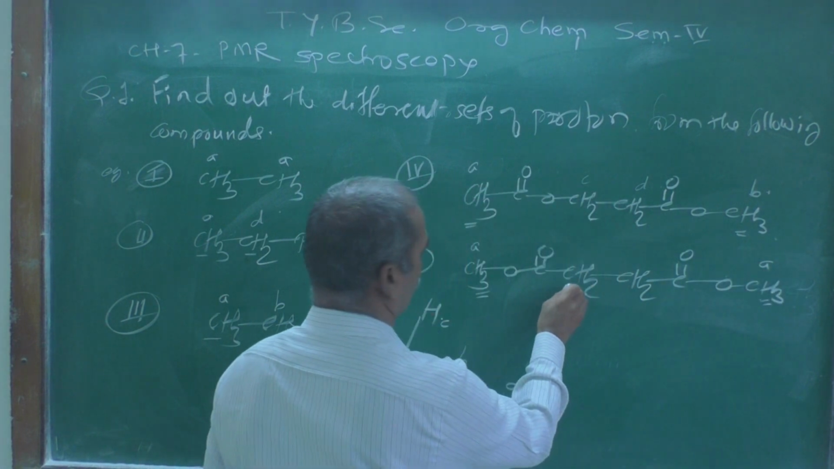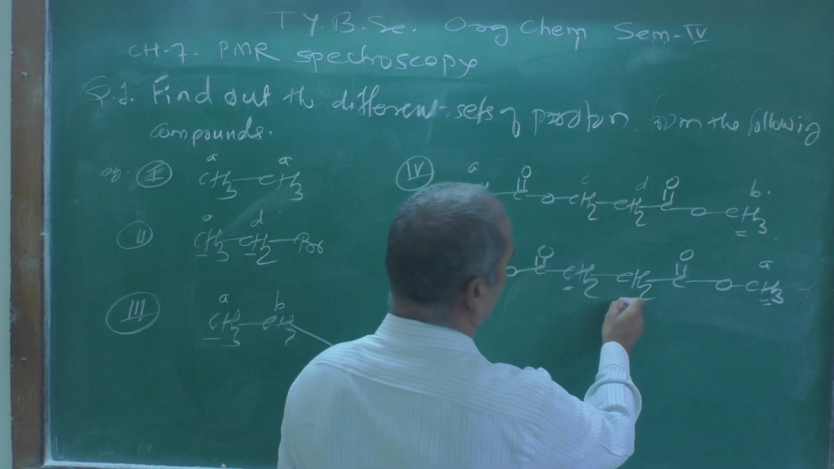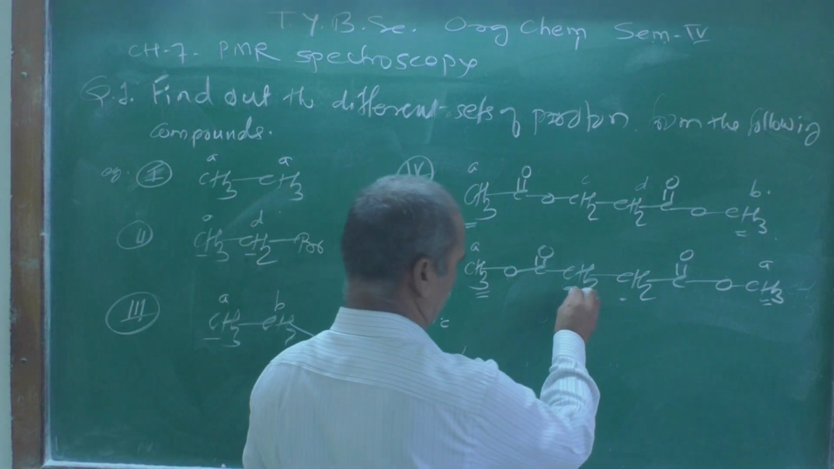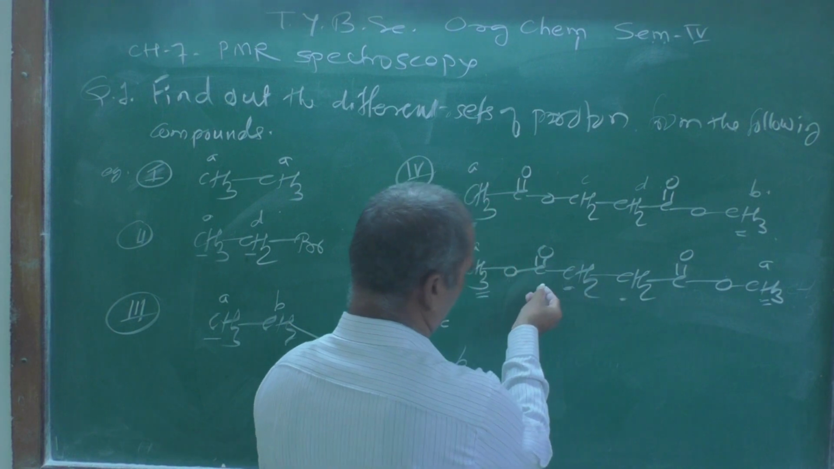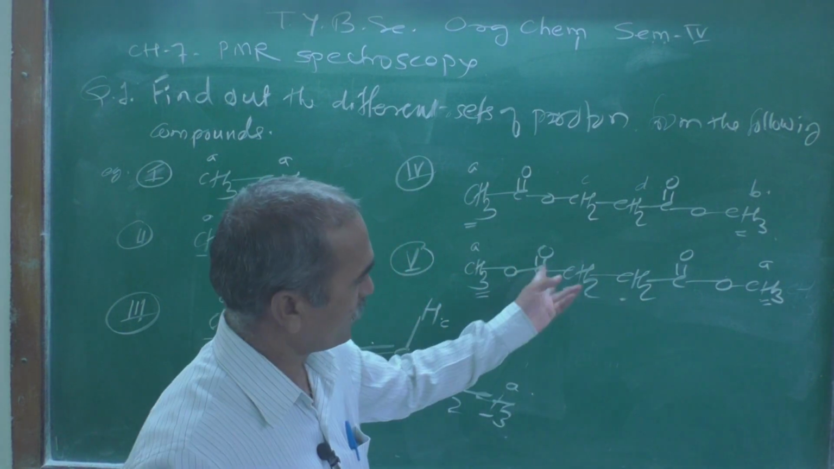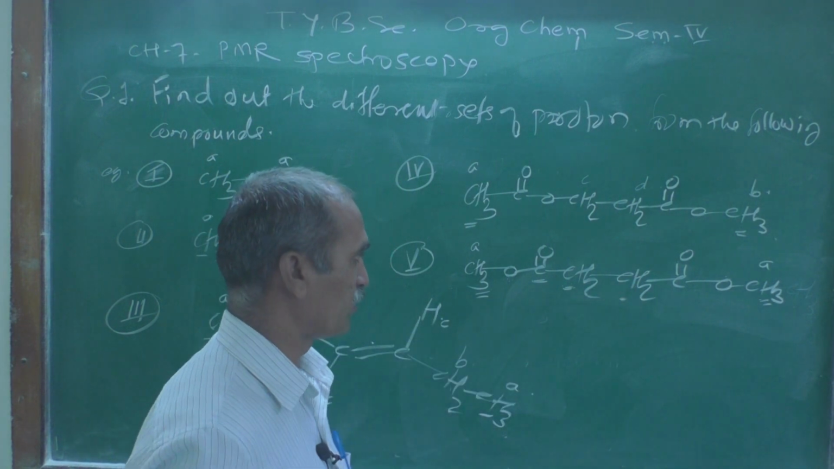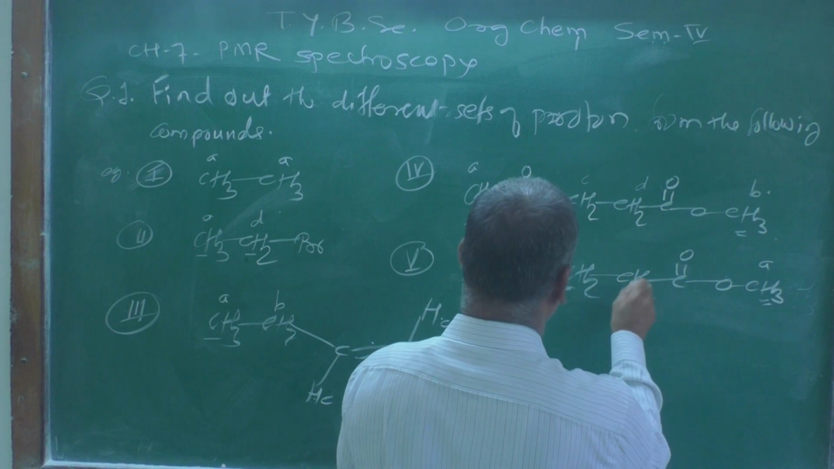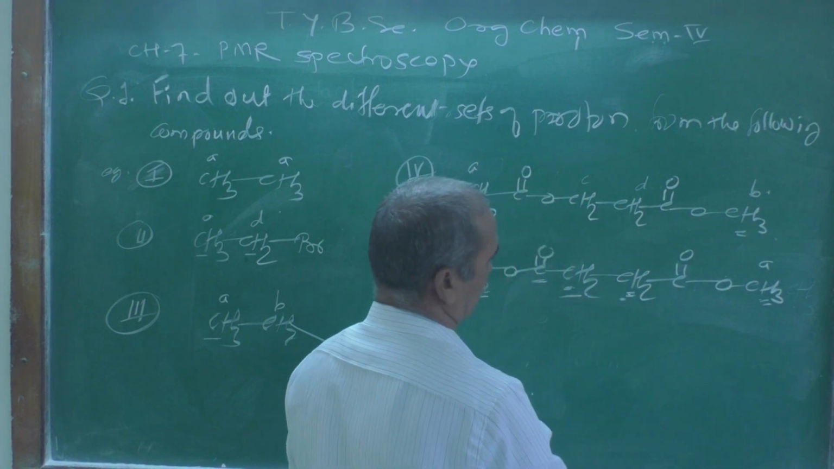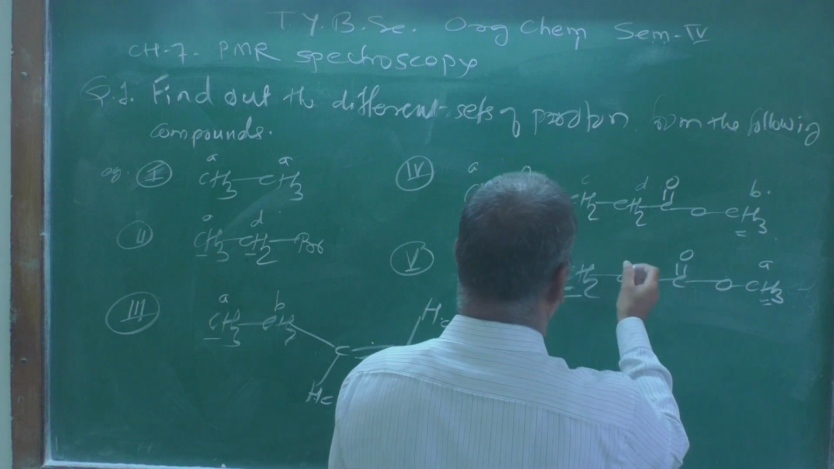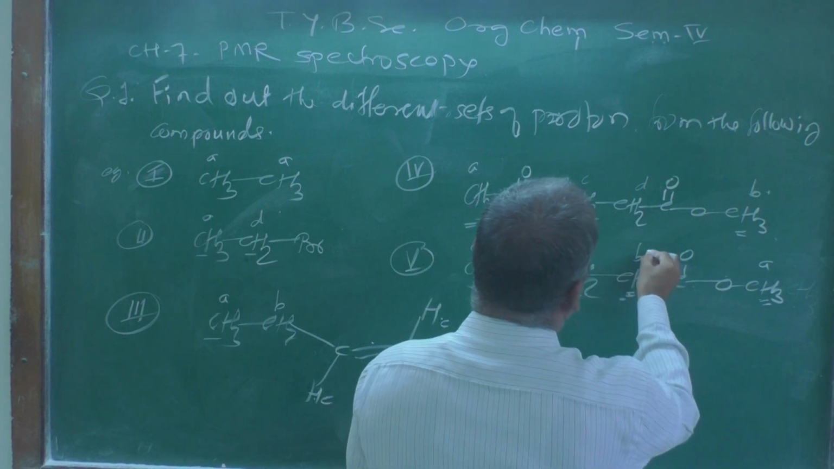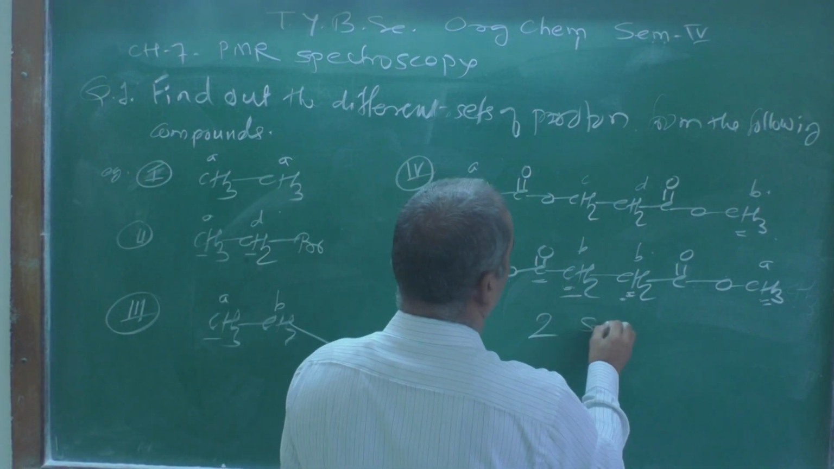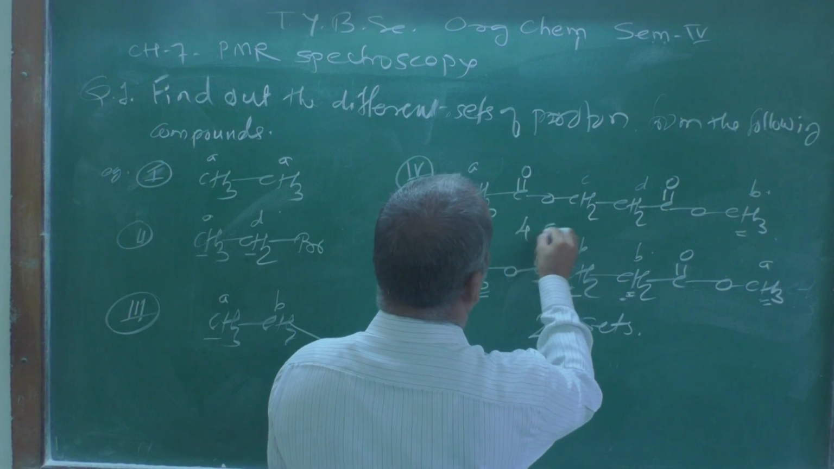Now look at here. Here is a CH2, here is also a CH2, and therefore they are also the same, because on one side there is a methyl group and on the other side another methylene group. For this methylene group, on one side there is a methylene group and on the other side there is a carbonyl group, therefore two sets of protons are present. In this case two sets of protons, here four sets of protons.